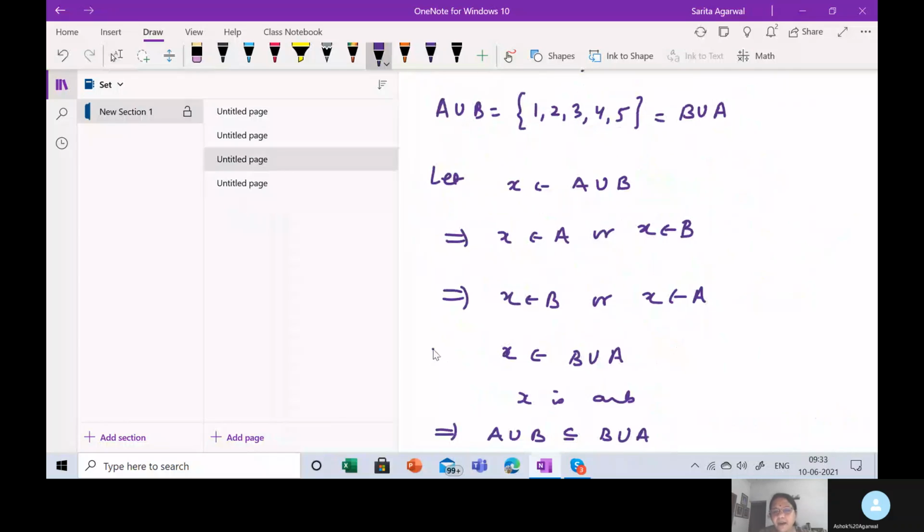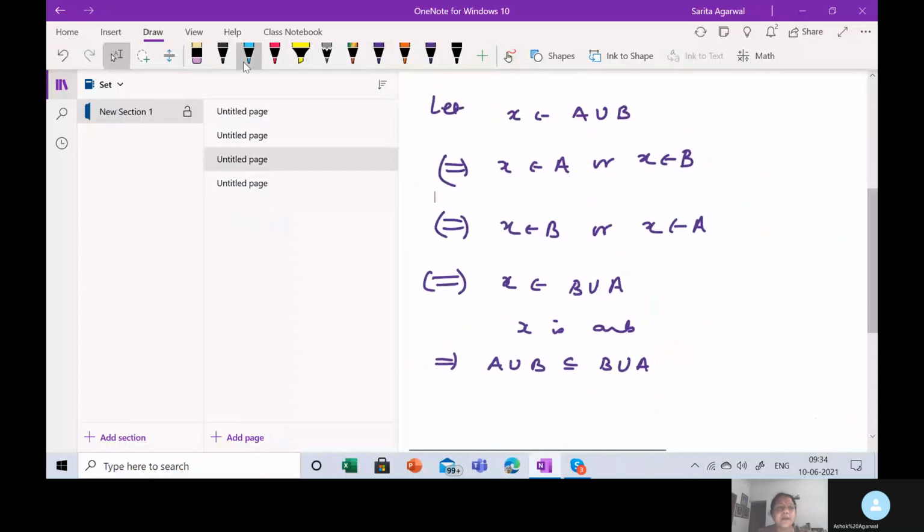But if X belongs to this B union A, then X belongs to B or X belongs to A, and OR is again commutative. That means X belongs to A or X belongs to B. That means definitely we get X belongs to A union B. That means this containment converts into equality. Right? So that is the commutative property in union.